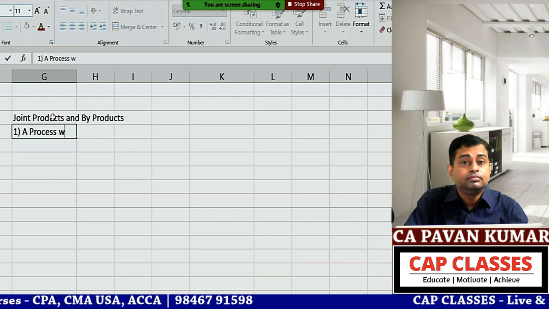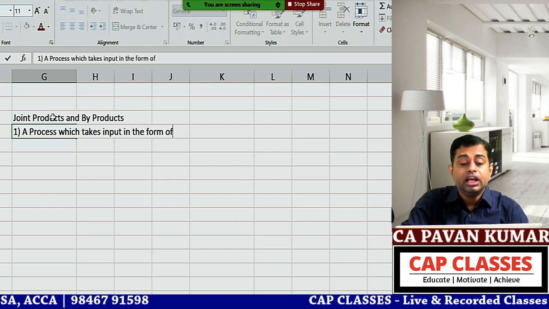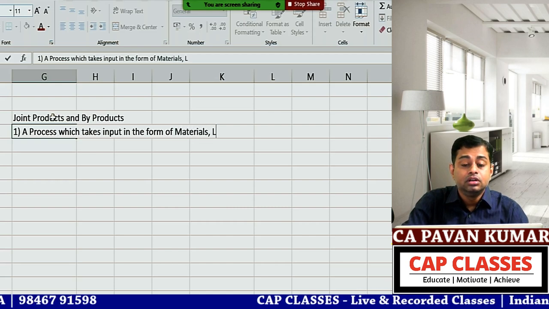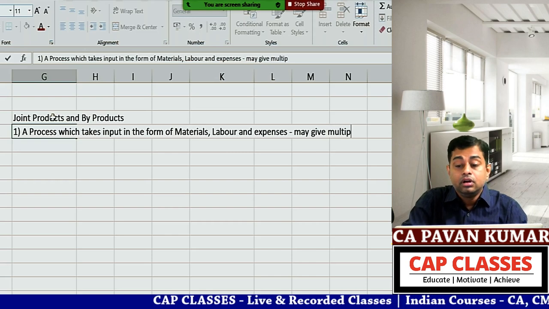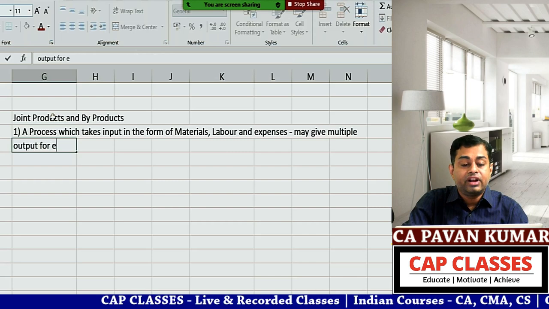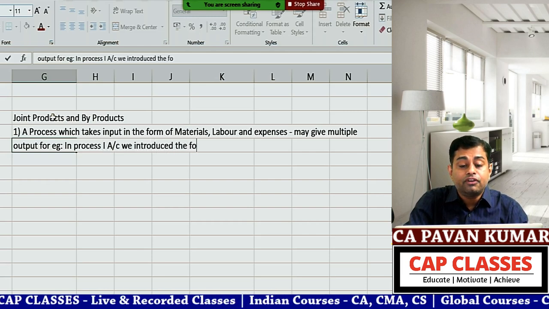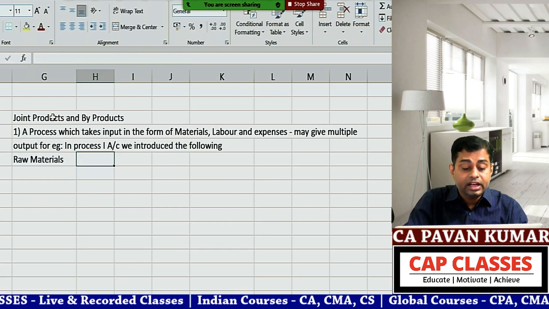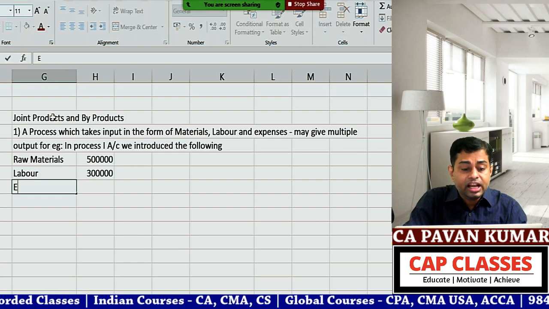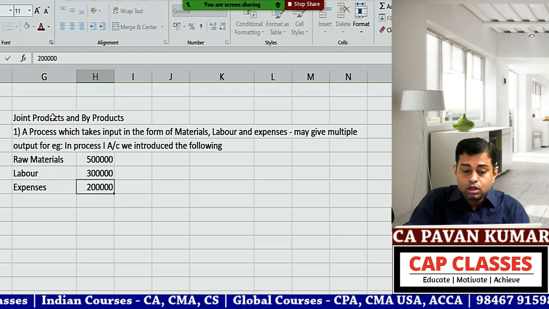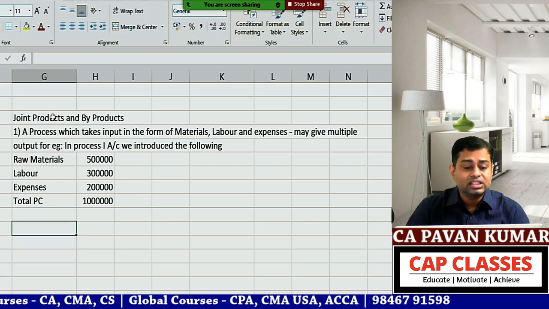Point number one. A process which takes input in the form of materials, labor, and expenses may give multiple output. For example, in process 1 account, we introduced the following: raw materials 5 lakhs, labor 3 lakhs, expenses 2 lakhs. Total process cost 10 lakhs.